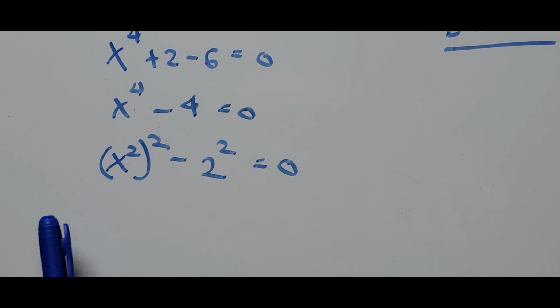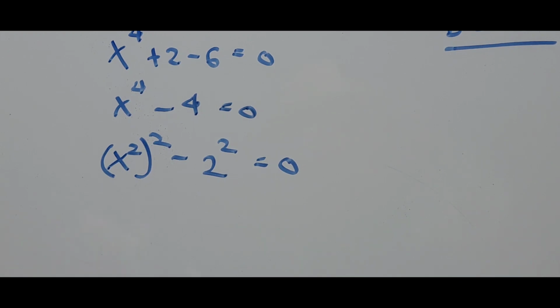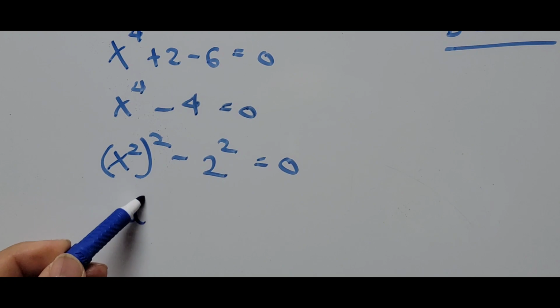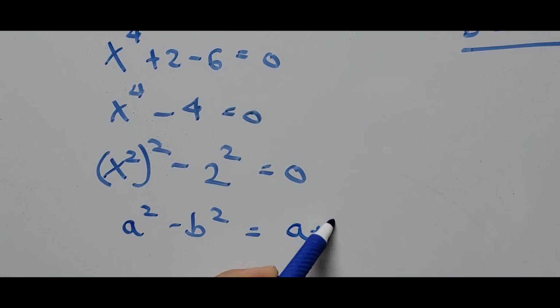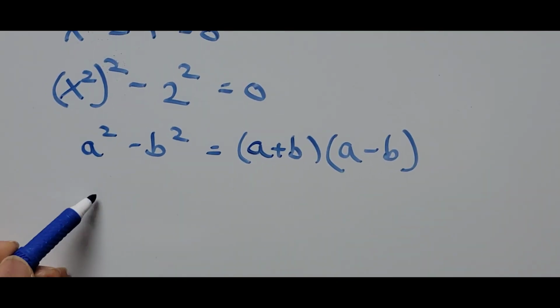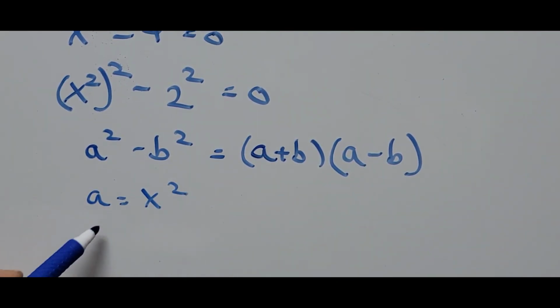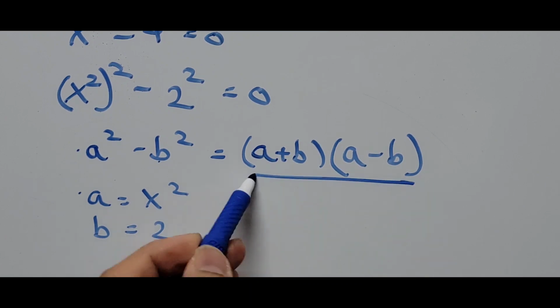If you notice, the equation is now transformed into a very popular identity, the difference of squares, which is considered one of the special factors. That is in the form a squared minus b squared equals (a plus b) times the quantity (a minus b). And here our a is x squared and b is 2. So we substitute these values into this special factor.